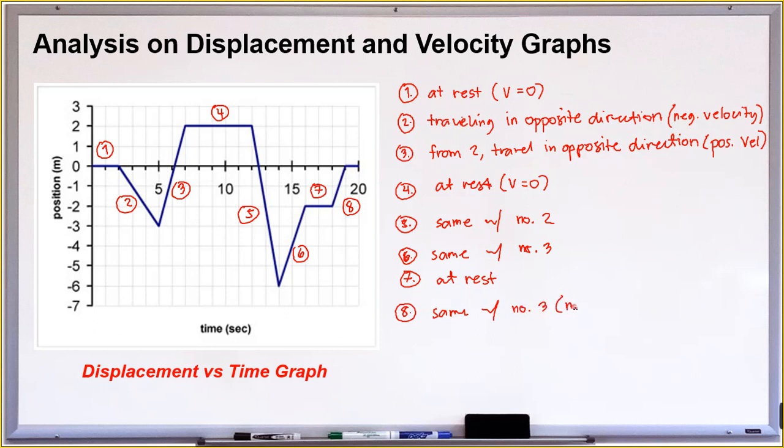And for number 8, same with number 3, but it returns to its original position. Because it started at position 0, it ended at position 0, so it returned to its original position. So this is how we interpret a displacement versus time graph. Again, the slope of the displacement versus time graph is the velocity.